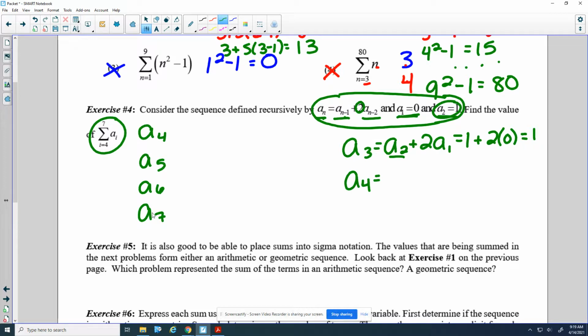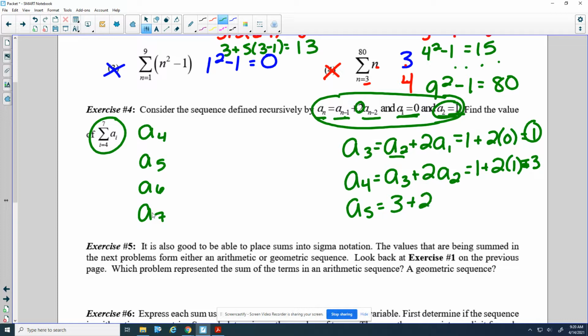So to find a sub 4, I'm taking the term before it and adding it to twice the term before that. So a sub 3 is 1. And then we're doing 2 times a sub 2, and a sub 2 is also 1. So this equals 3. So kind of going a little faster with this, to find a sub 5, I'm adding a sub 4, which is 3, to 2 times a sub 3, which is 1. So that gives me 5.